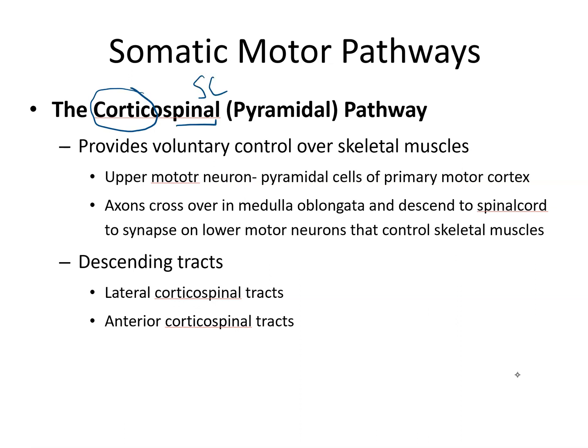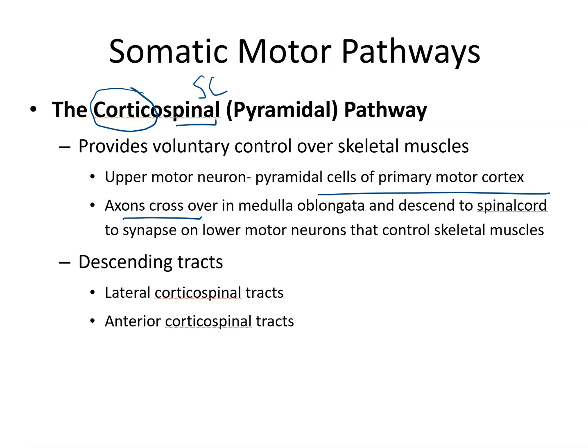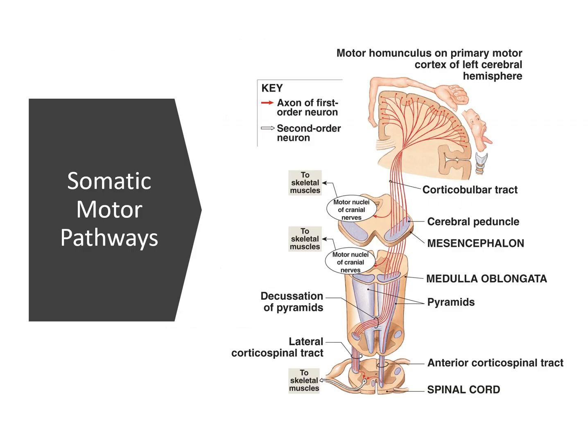You probably remember those pyramidal cells of the primary motor cortex, that's what we called the cells there because the cell bodies kind of look like a pyramid. They start there, run down the brain and then cross over in the medulla oblongata, go down to the spinal cord, and then synapse at whatever level they need to control the muscles. There are two types of descending tracts, just called lateral and anterior. I'm not too concerned with separating them out.